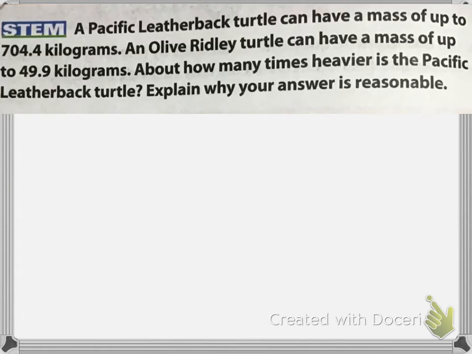Who can tell me what numbers we're dividing? So how would I write this in order? Nathan, how would I write this in order? The initial one. 704 and 4/10 divided by 49 and 9. Excellent. So that's the initial way of how we would write it. Josh, what are you thinking about rounding these numbers to?